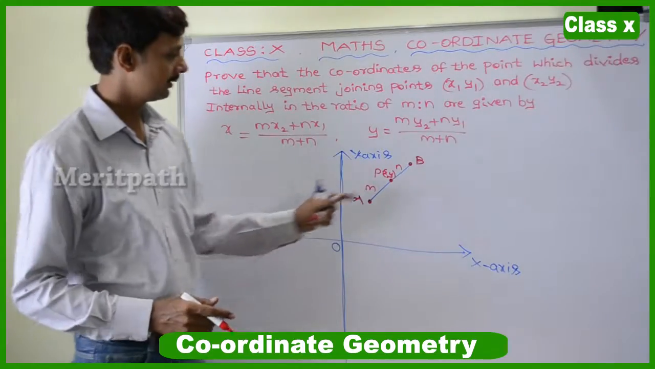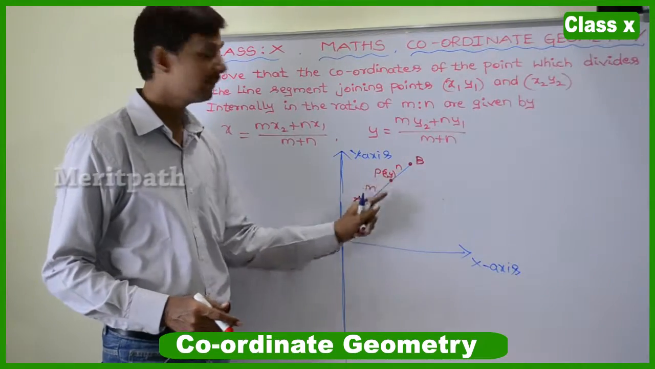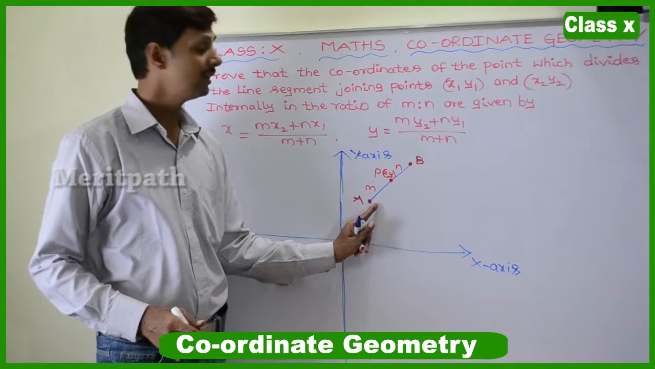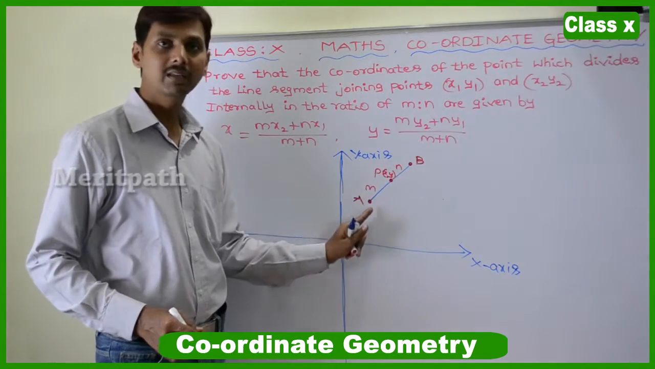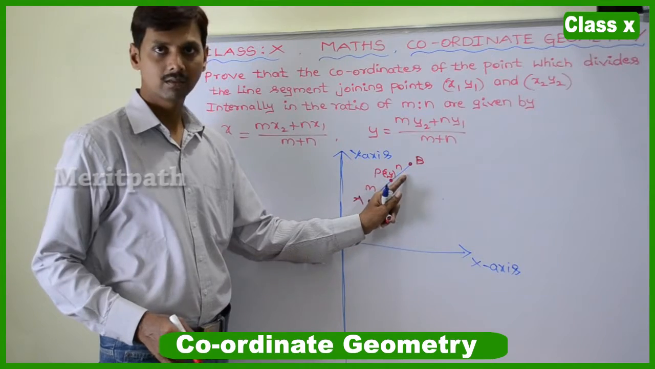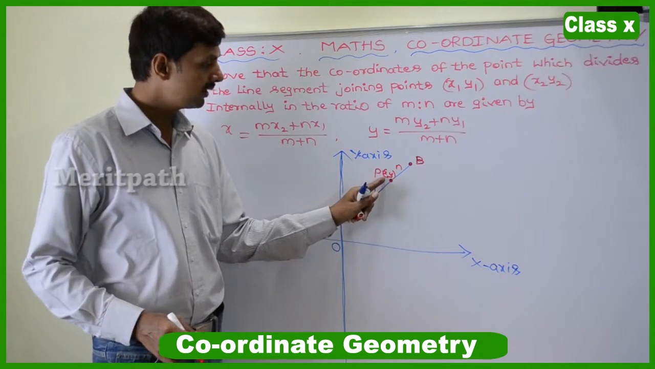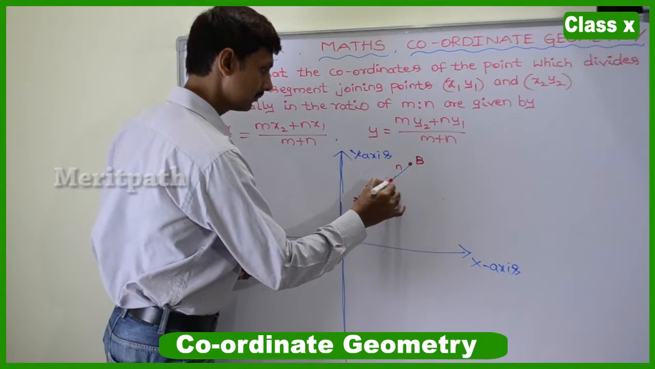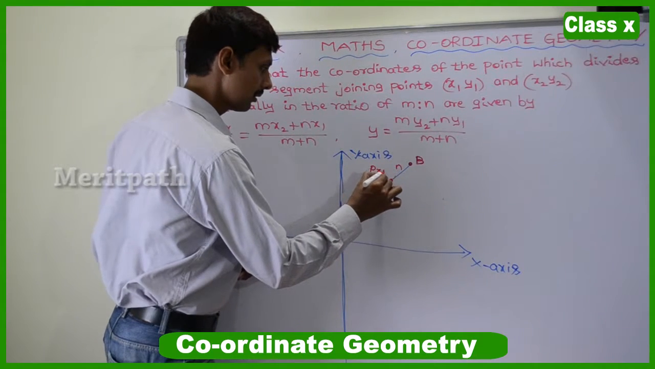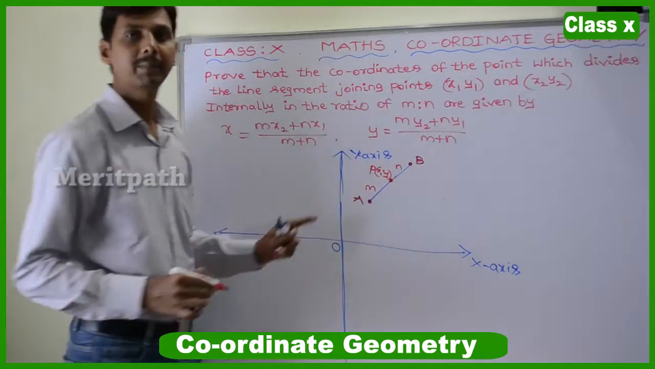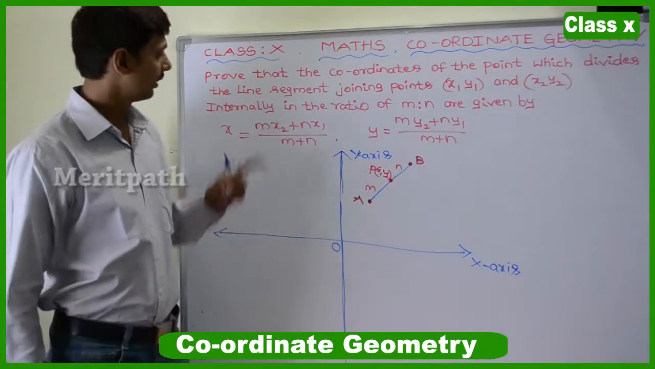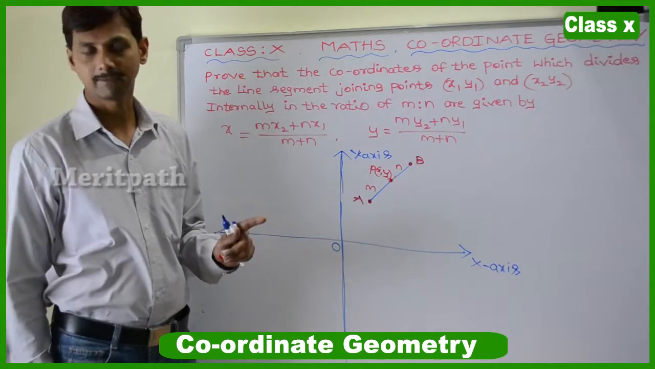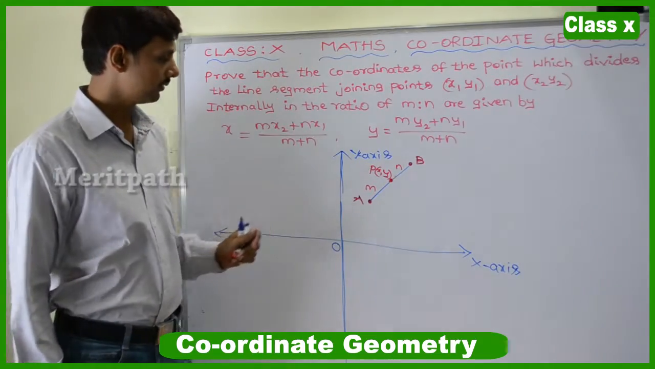The point P divides the line segment AB in the ratio of m is to n. We need to find out the point P x comma y. So P x comma y is equal to (mx2 plus nx1) by (m plus n), (my2 plus ny1) by (m plus n).